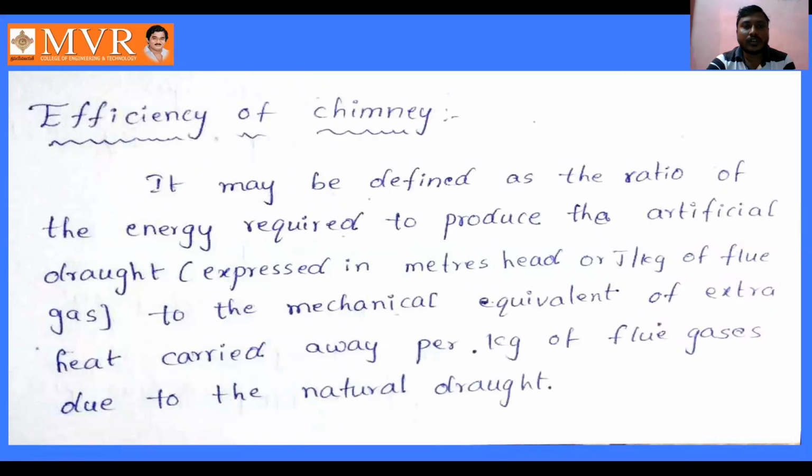The next topic is the efficiency of the chimney. The efficiency of the chimney may be defined as the ratio of the energy required to produce the artificial draft, expressed in meters head or joule per kg of flue gas, to the mechanical equivalent of extra heat carried away per kg of flue gas due to the natural draft. When we give continuous air to the furnace and boiler, the hot gases passing through the chimney, the efficiency is going to be improved.